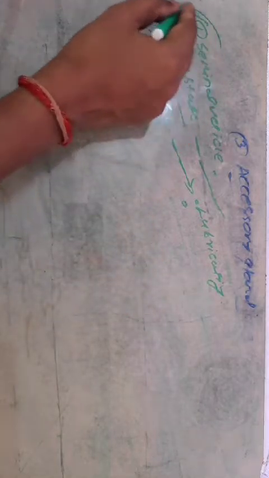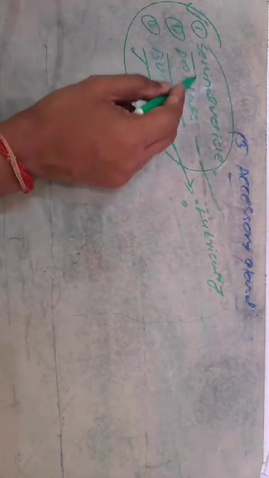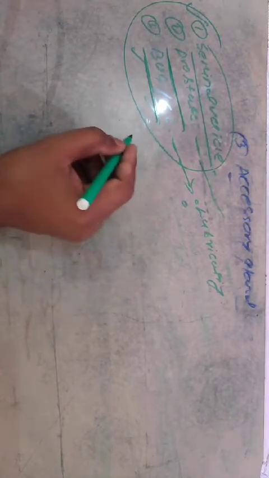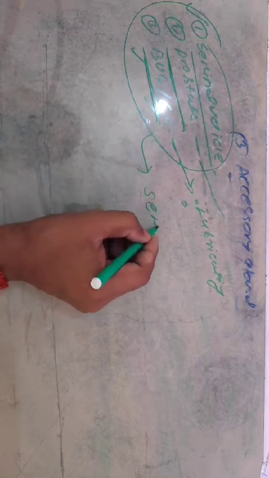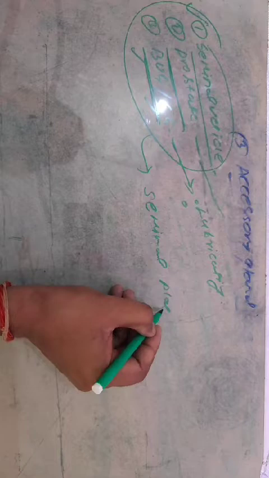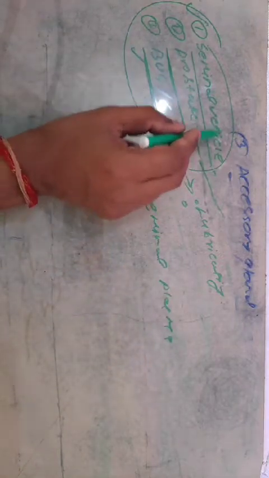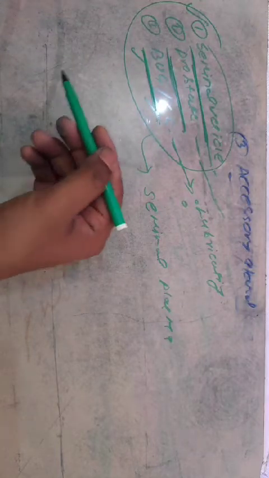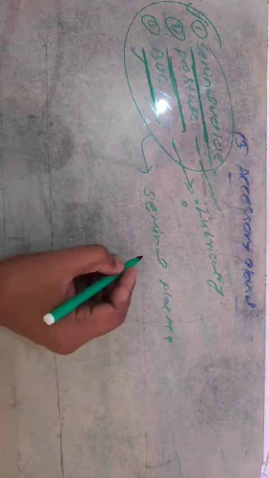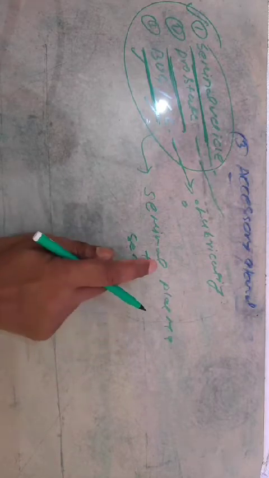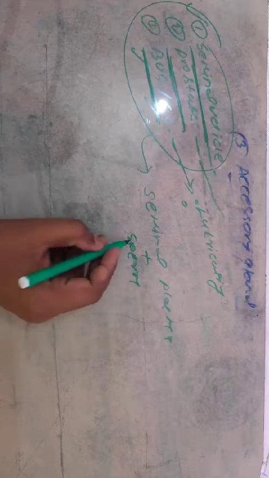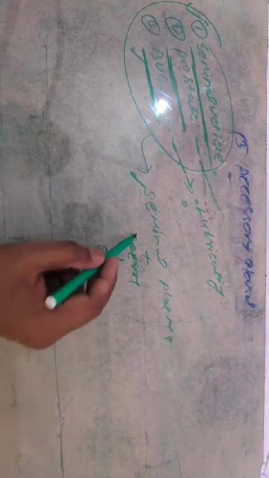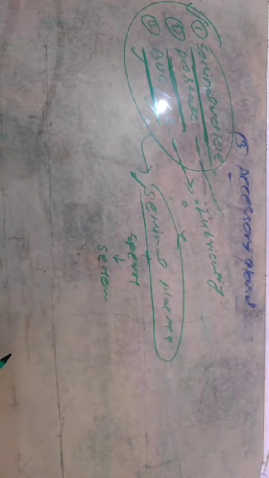Keep in mind, the secretions of the seminal vesicles, prostate gland, and bulbourethral glands are collectively called seminal plasma. Seminal plasma along with sperms collectively forms semen. So it is very important to know what seminal plasma is, and many times it has been asked in the examination.